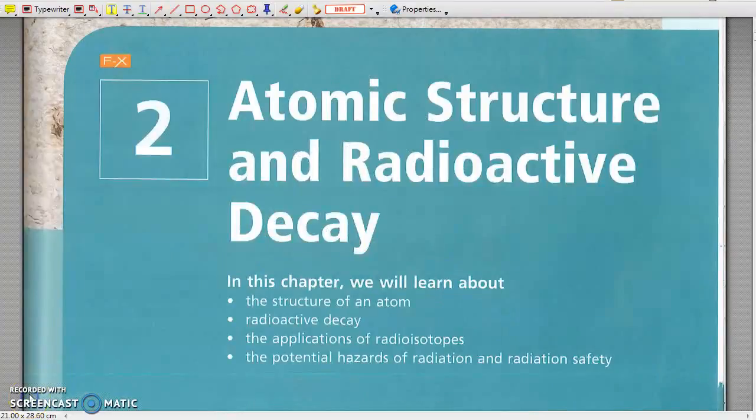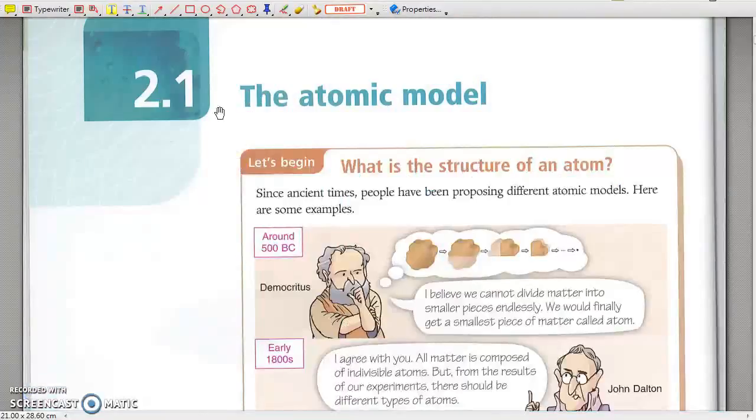Chapter 2 Atomic Structure and Radioactive Decay. 2.1 The Atomic Model. Let's begin.